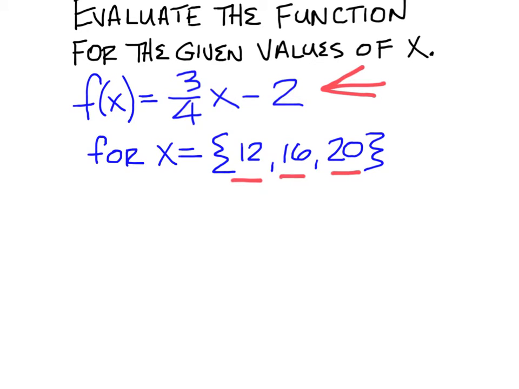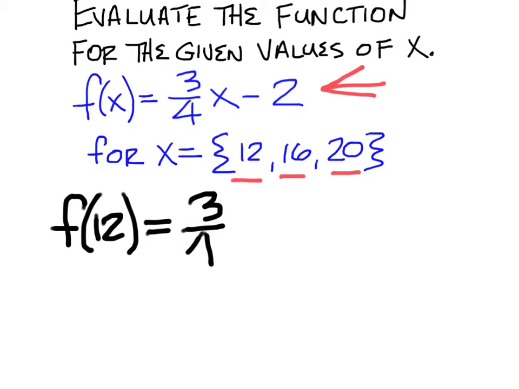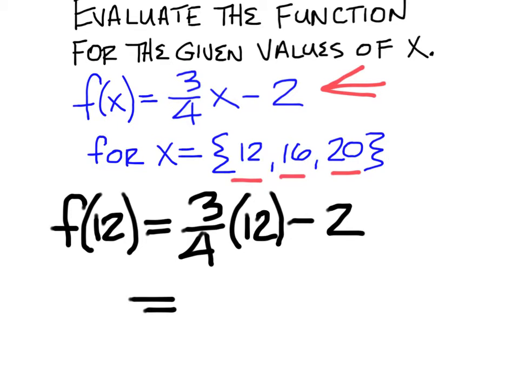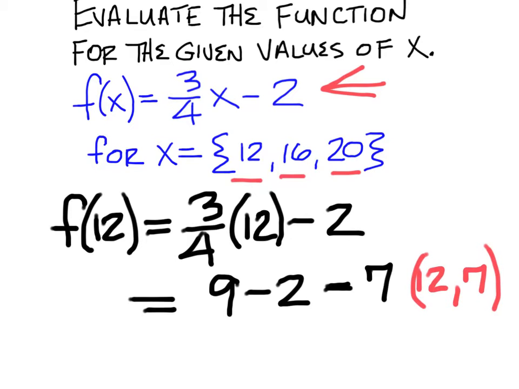So you just start as it is. You start with f of 12. And if I put f of 12 into 3/4 x minus 2, I put the 12 in where the x is at. 3 times 12 is 36, divided by 4 is 9, minus 2 is 7. So I've put a 12 in, and I came back with a 7. It generates an ordered pair. 12 and 7.